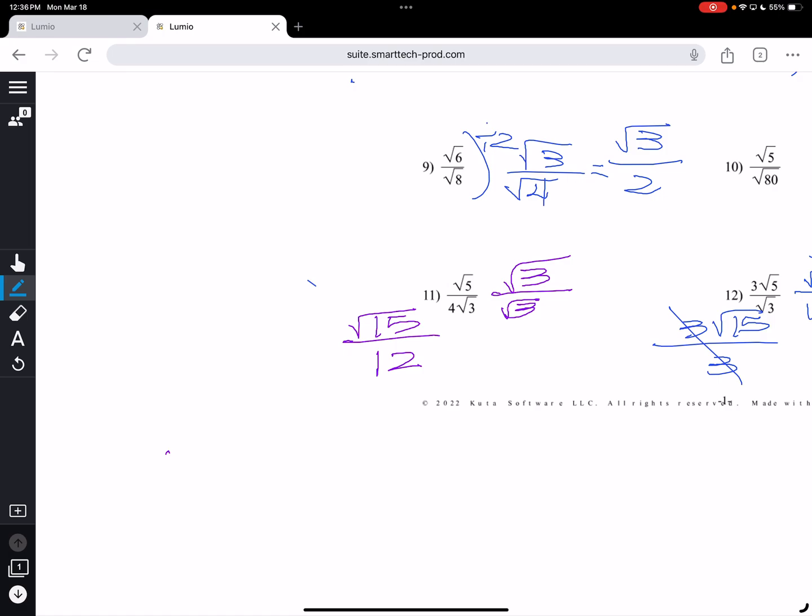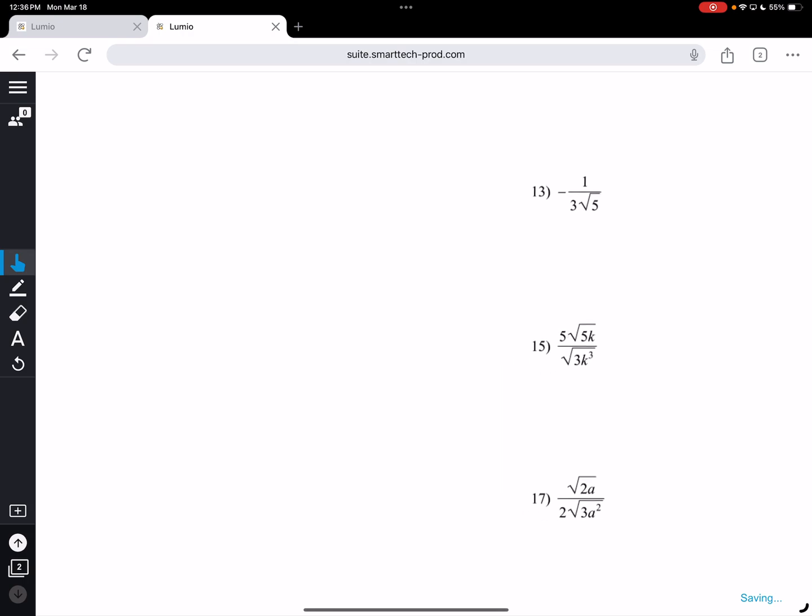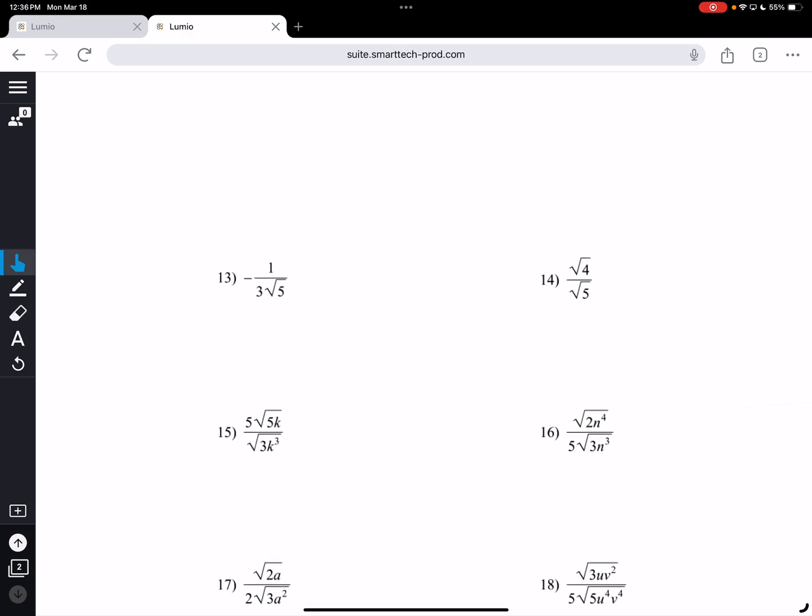Okay. Now to the back page. So what are you going to multiply 13 by? Radical 5. Hop on that. Negative radical 5 over 15. Oh, look, we had to give Kevin a little help there. Thank you. Negative, very good. Negative radical 5 over 15.